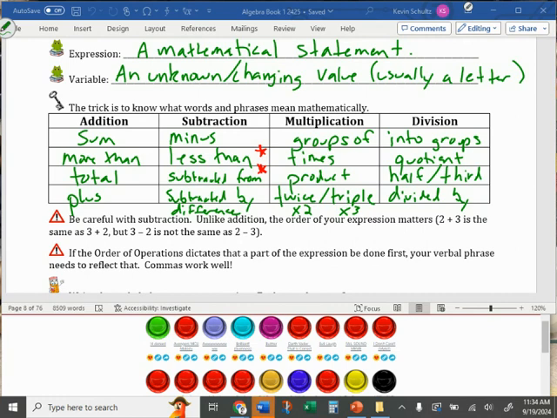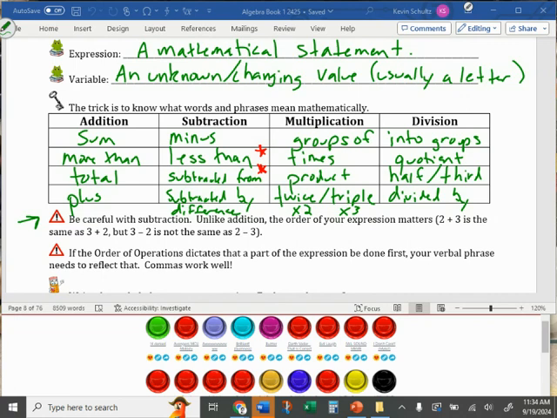Okay. Here's why I starred "less than" and "subtracted from." This means watch out, danger, common mistake. It says be careful with subtraction. Unlike addition, the order of your expression matters. With addition, 2 plus 3 is the same as 3 plus 2, both equal 5. With subtraction, 3 minus 2 is not the same as 2 minus 3. One is positive 1, the other is negative 1. When you've got these phrases, less than and subtracted from, the order it's written is going to be the opposite of how it's going to look in the expression.